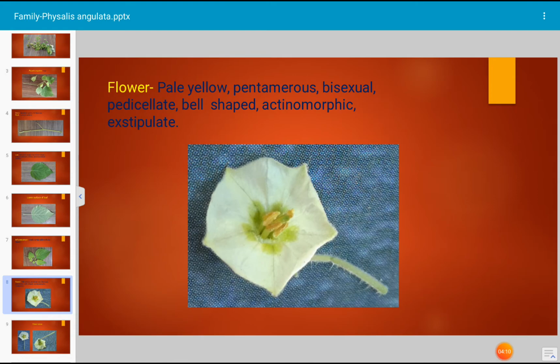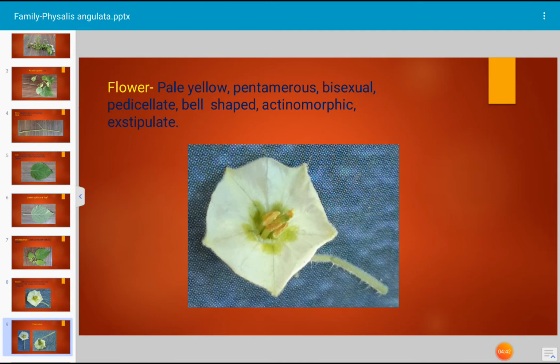And it is exstipulate. Stipule is absent. It is an ebracteate flower. We have to write here ebracteate. Stipule is different. Stipule occurs at the base of the leaf, and the leaf is exstipulate. Stipule is absent, and here even the bract is absent in the flower. Bract is a small leafy structure. When it occurs at the base of the flower, that is known as bracteate, but it is an ebracteate flower. Physalis angulata has an ebracteate flower.